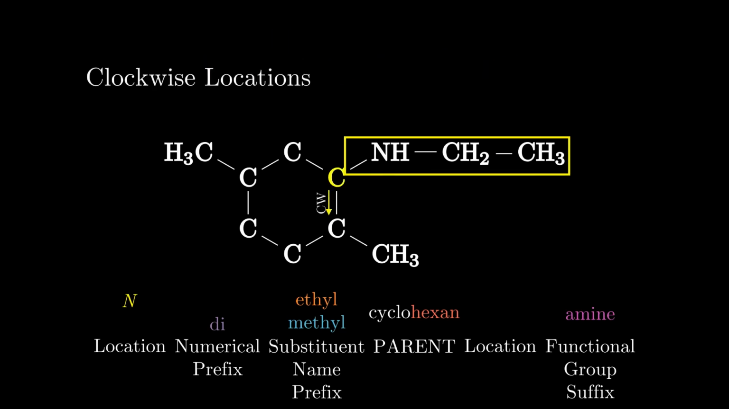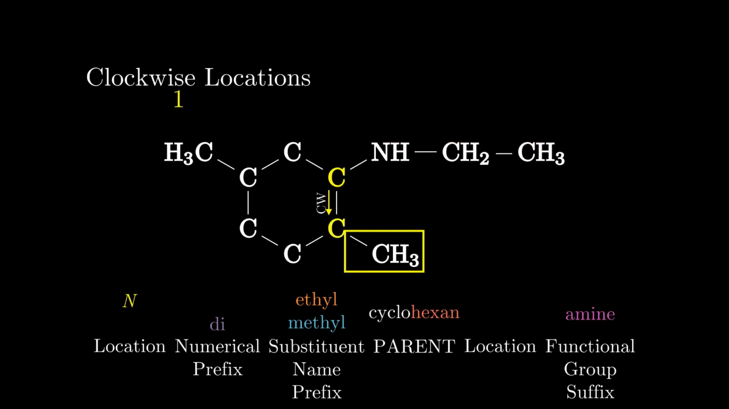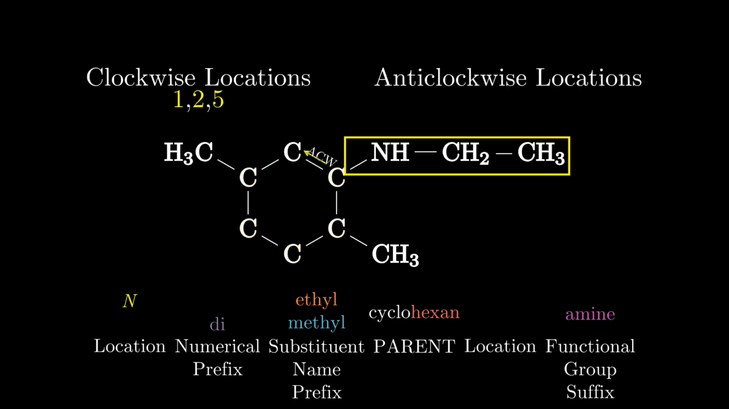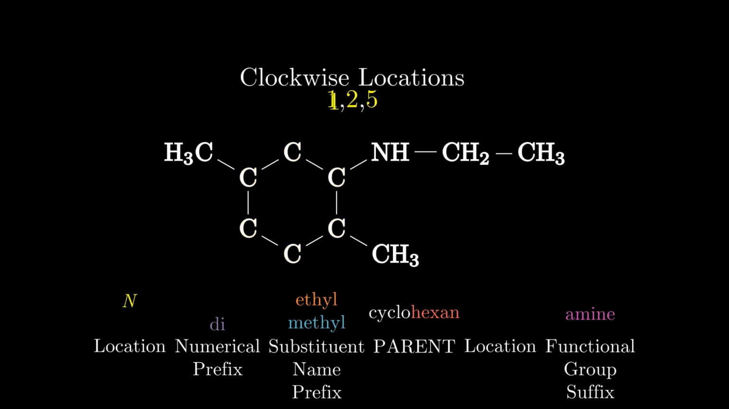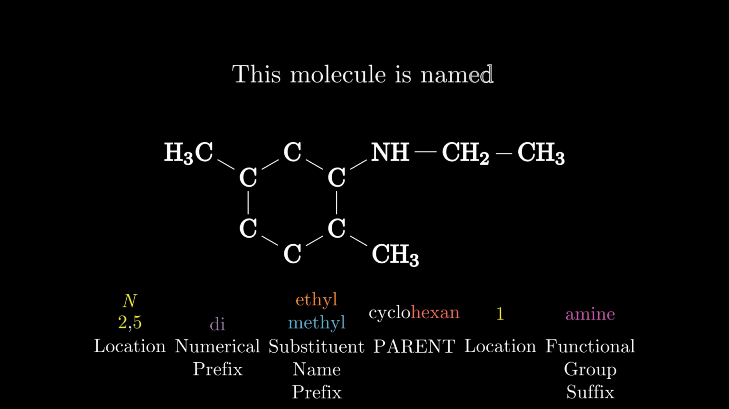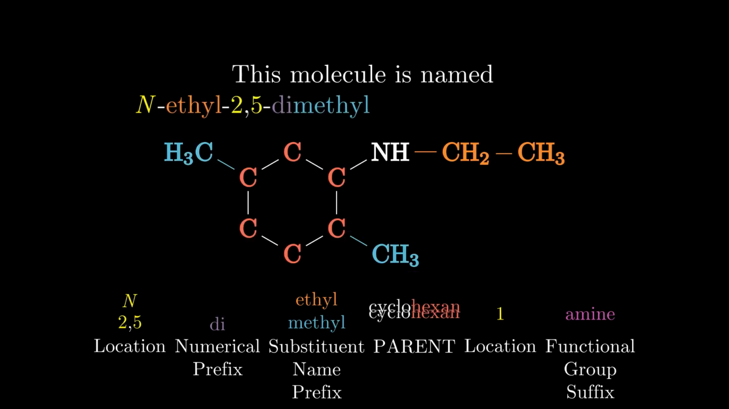Starting from the amine and going clockwise, we get the numbers 1, 2, and 5. Switching directions and going anti-clockwise from the amine gives us 1, 3, and 6. So we are going to pick the clockwise direction for our numbers. Even though its position is not noted with a number, ethyl is still first alphabetically, and we get the name N-ethyl-2,5-dimethylcyclohexan-1-amine.